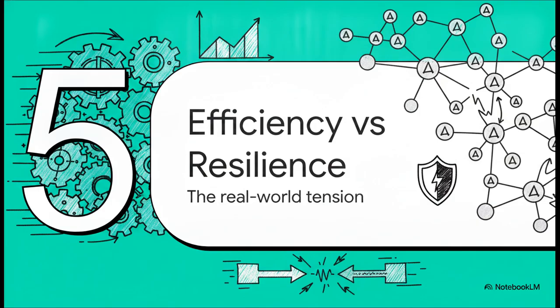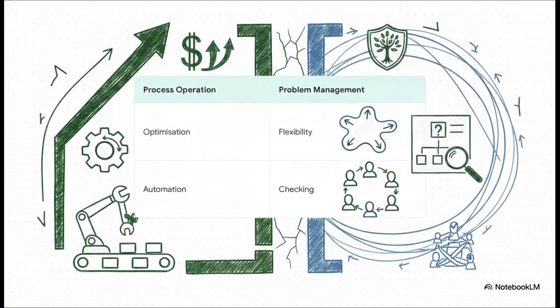Section 5, Optimization versus Resilience. In modern business, there is a constant, built-in tension between operating at maximum efficiency and maintaining system resilience. Companies absolutely love efficiency, which falls under process operation. They love optimization, tight control, and automation, because, frankly, it saves them money. But true problem management, which gives us resilience, requires process flexibility, adaptability, and collaborative checking.